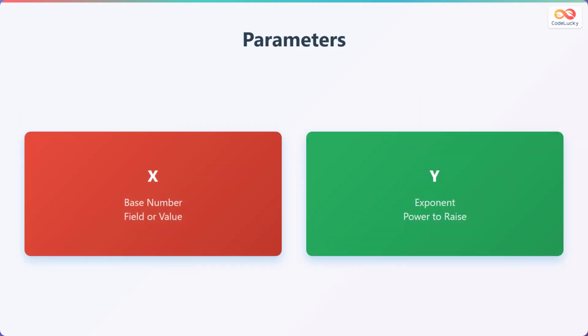Let's break down the two parameters of the pow command. The first parameter, x, is your base number. This can be either a field name from your data or a specific numeric value. The second parameter, y, is the exponent, the power to which you want to raise the base number. Like the base, the exponent can also be a field name or a direct numeric value.